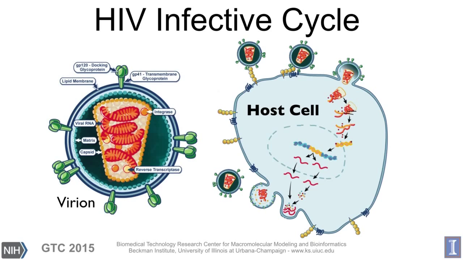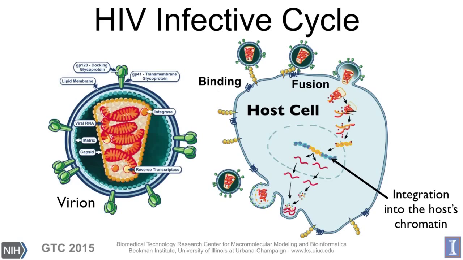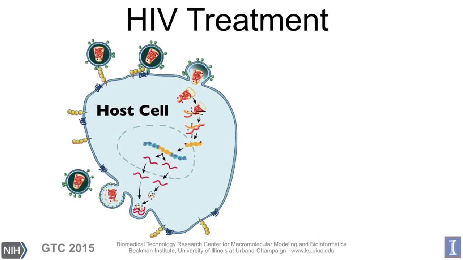Once inside the cell, we have to bind, fuse with the membrane, go inside, and bind. The capsid has to uncoat, get the DNA material inside the nucleus of the cell, where it then integrates into the DNA of the cell, thus taking over the cell and causing it to create new viruses. So these uncoating and nuclear import stages are important because if we look at how we treat HIV today, we have drugs that attack it and try to prevent it from fusing with the cell.